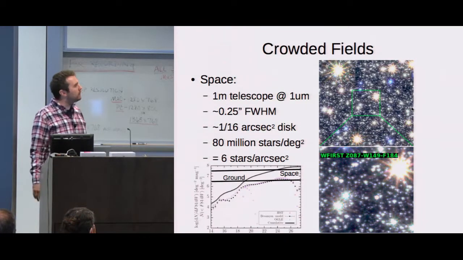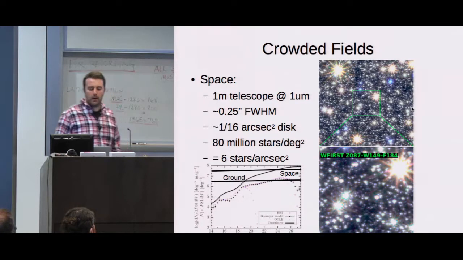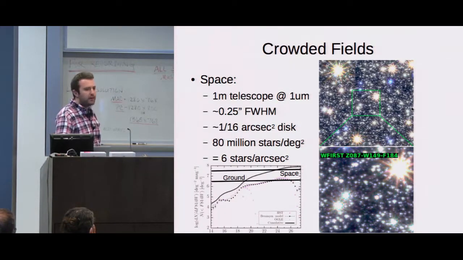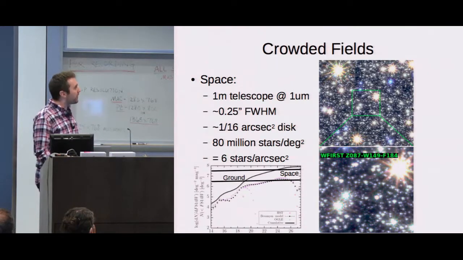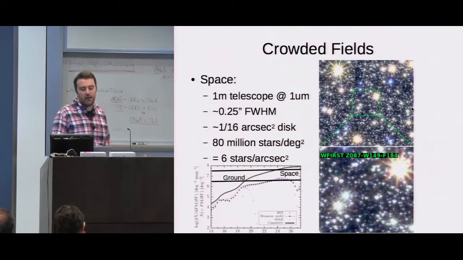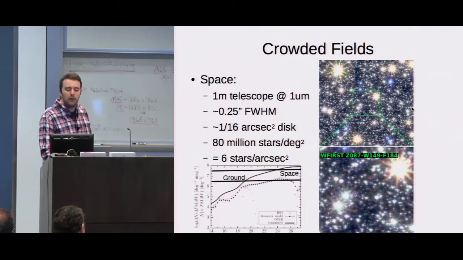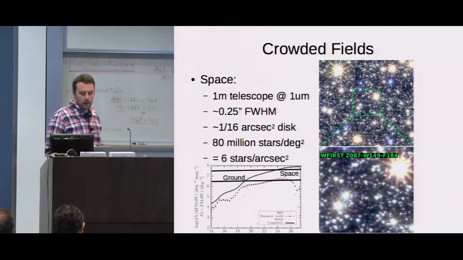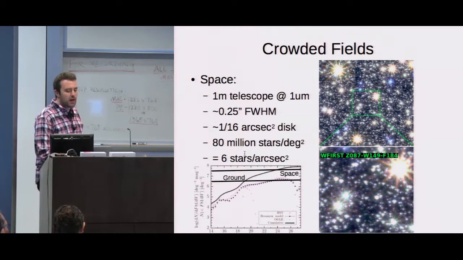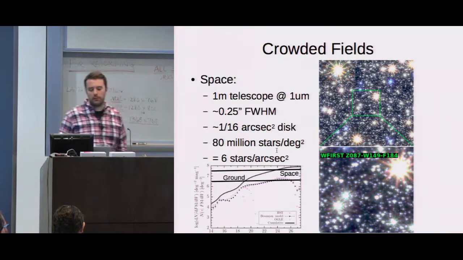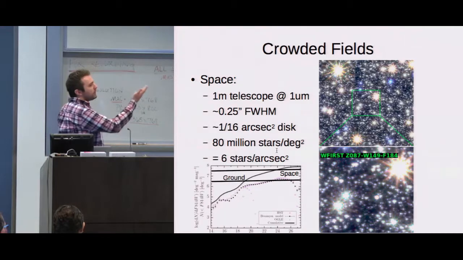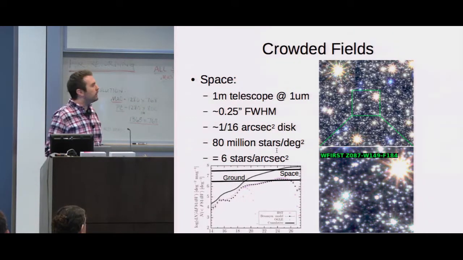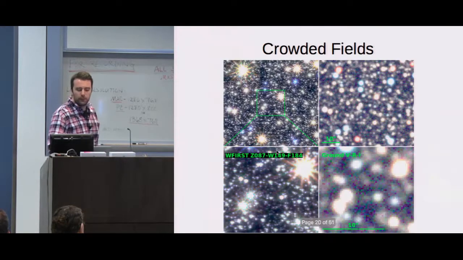If you go into space, you don't have to deal with seeing, and your resolution is set by the size of your mirror, not the atmosphere. For a 1 meter telescope, you can reduce the full width half max by about a factor of 4, which reduces the area of the seeing disk by a factor of over 10, which means you can get to densities much higher, so roughly 80 million stars per square degree rather than 5. And this is how you get up to the number of star years that you need to monitor.